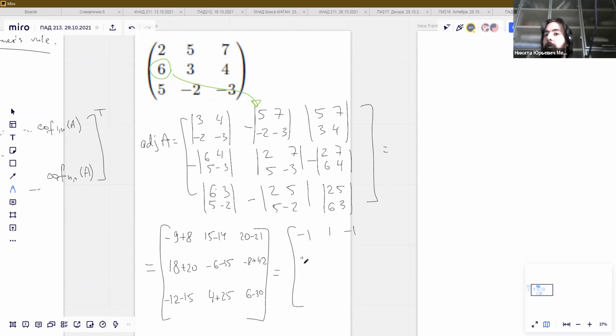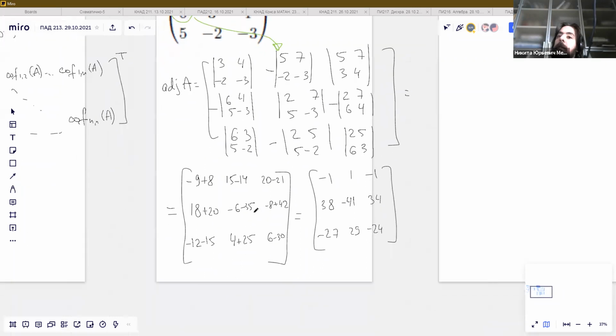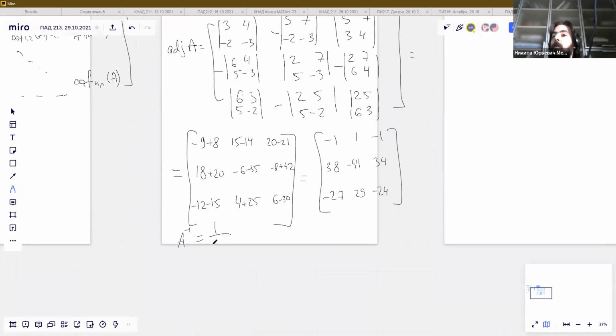I can simply now enter them correspondingly. Let me quickly finish. So if I have no mistakes, then this matrix is the adjugate matrix for the matrix A. Now to find the inverse by this formula, A inverse equals 1 over the determinant, I need to find the determinant.